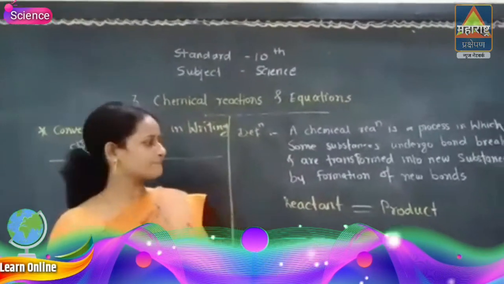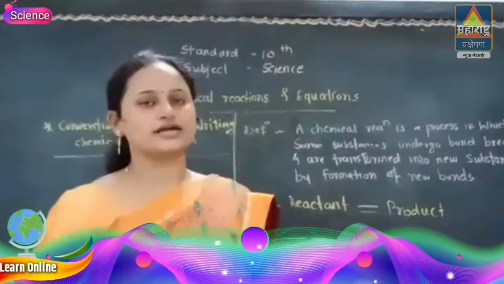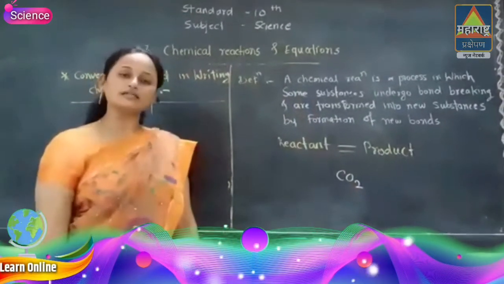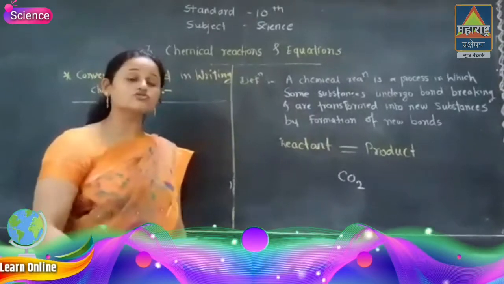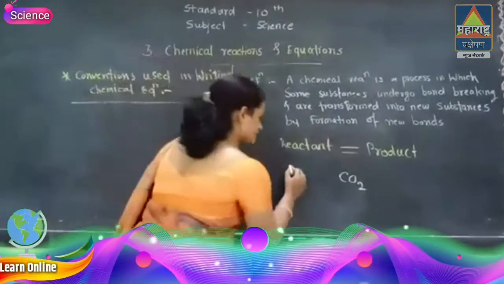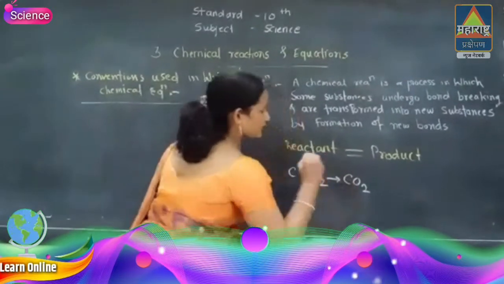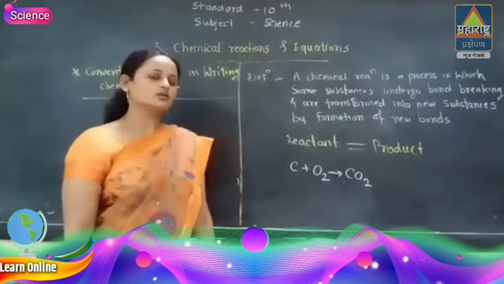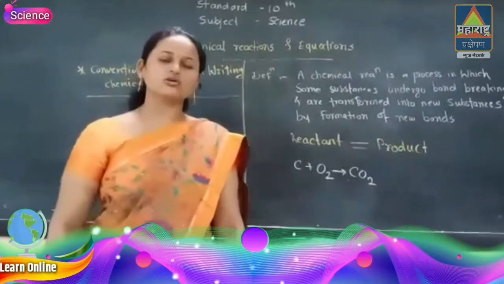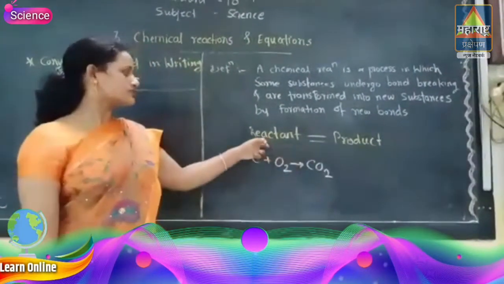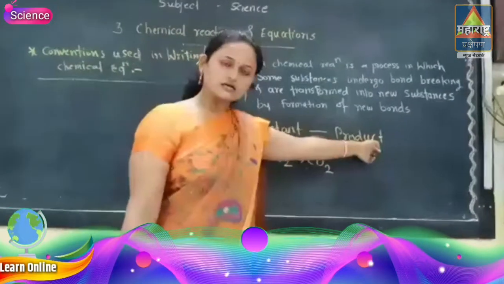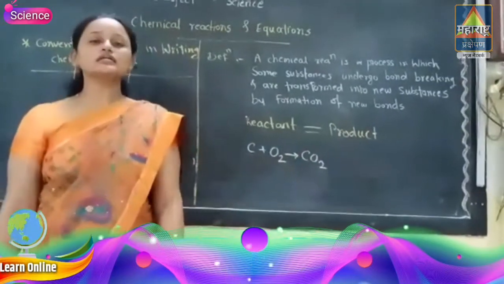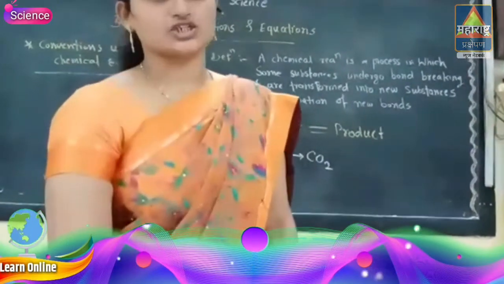For example, we get carbon dioxide by the combustion of carbon, coal, with air, means C plus O2 gives carbon dioxide. While writing a chemical reaction, two components are very important. The first is the reactant and the second is the product. These two components are very important in writing chemical reactions.